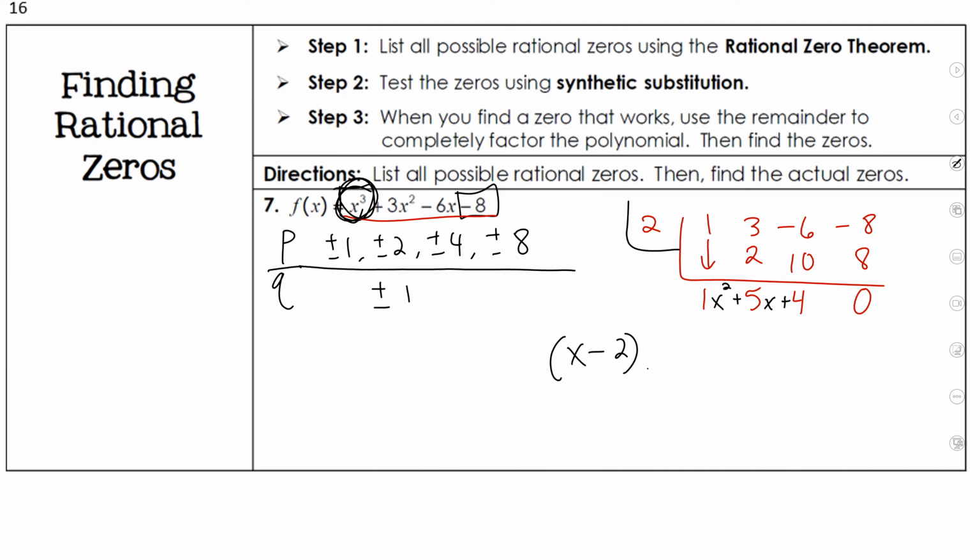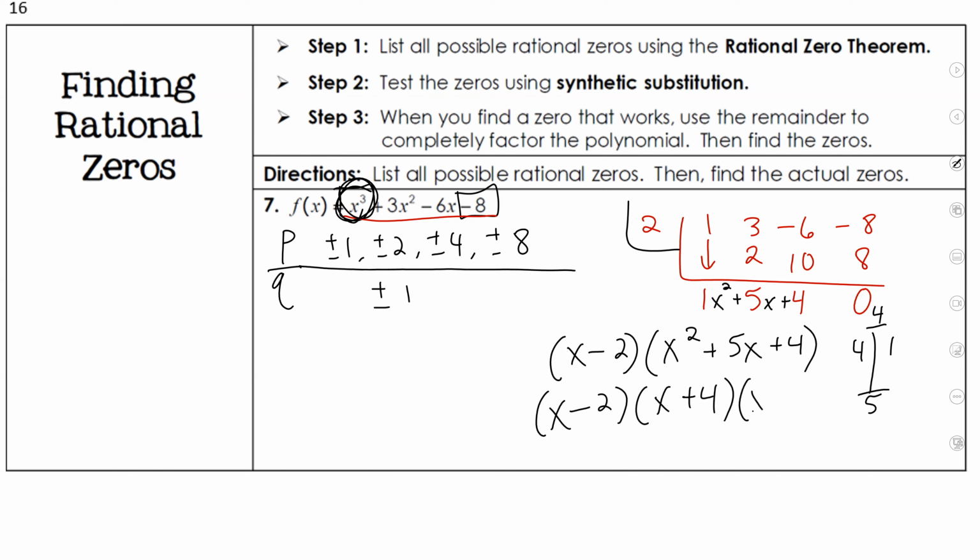Okay, so we have x squared plus 5x plus 4. Guys, I need two numbers that will multiply to 4 but add to 5. 4 and 1. So that means my factors will be x plus 4 with an x plus 1. And guys, let's go ahead and solve. So I'm going to equal this to 0, equal this to 0, and equal this to 0.